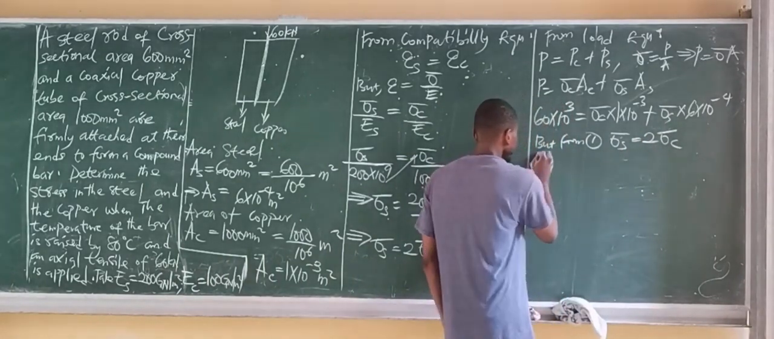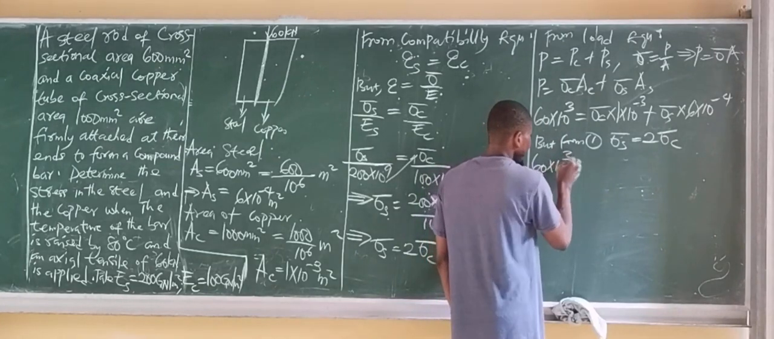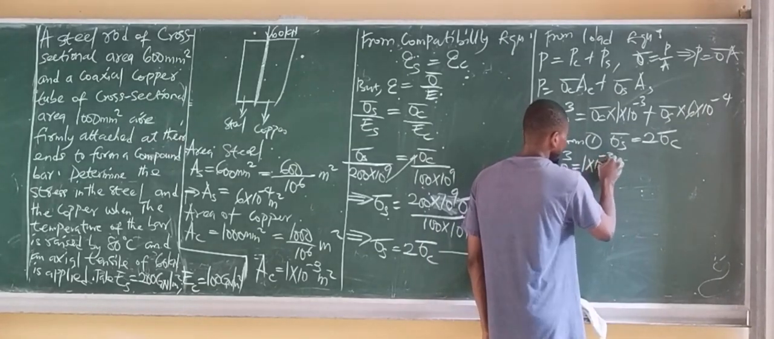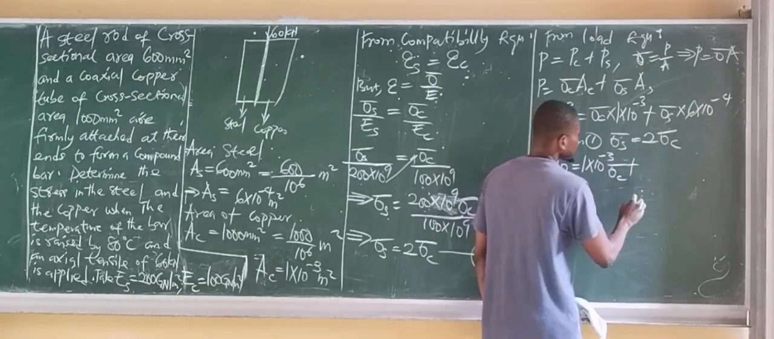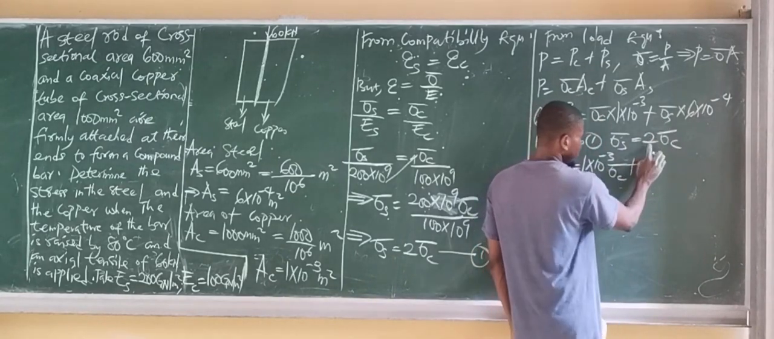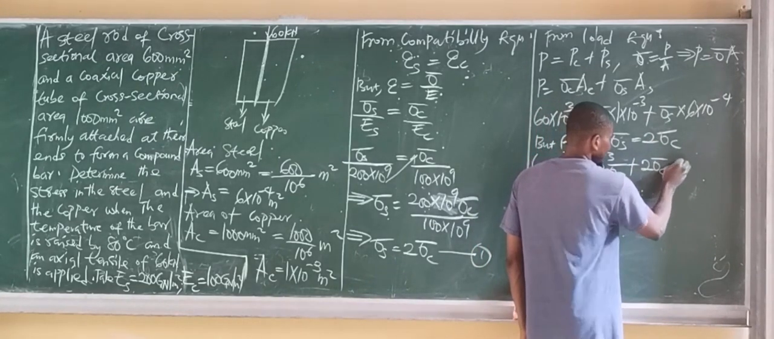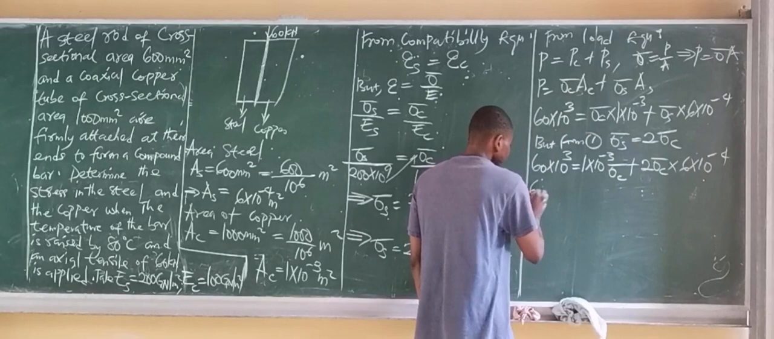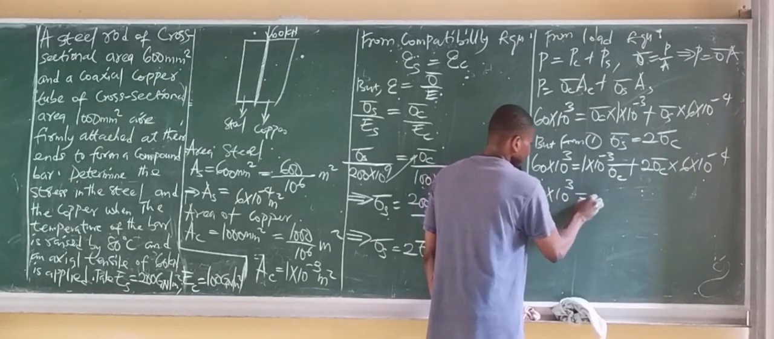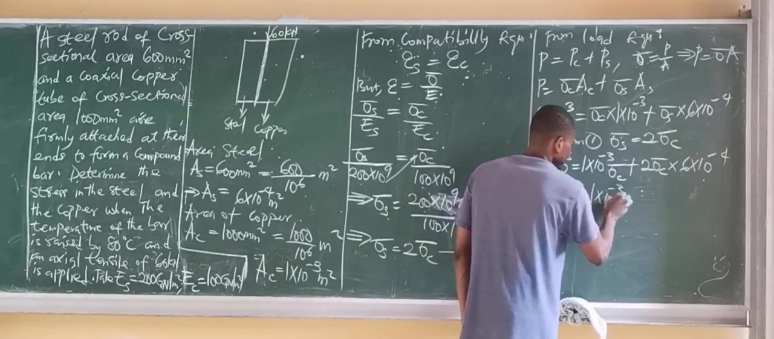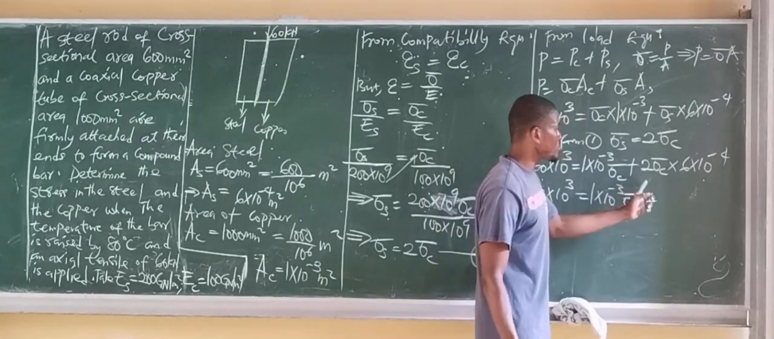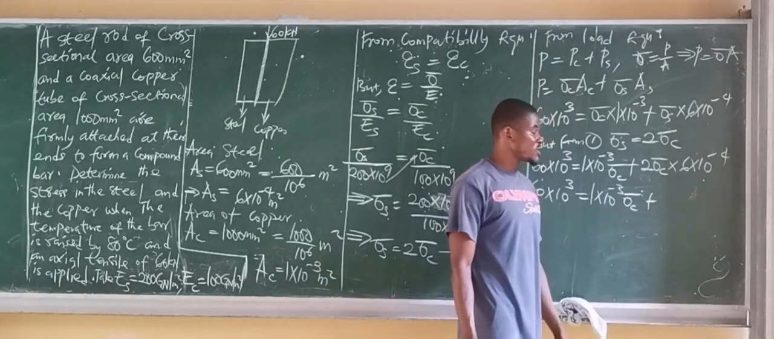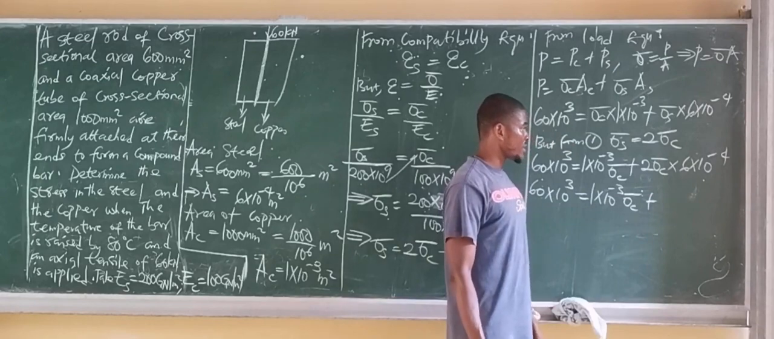So we'll have that 60 by 10 to the power of 3 is now equal to sigma c times 1 by 10 to the power of minus 3, plus, in place of the stress of steel, we'll simply put 2 sigma c times 6 by 10 to the power of minus 4. So 60 by 10 to the power of 3 is 1 by 10 to the power minus 3 sigma c plus, 2 times 6 by 10 to the minus 4, that's 1.2 by 10 to the minus 3.